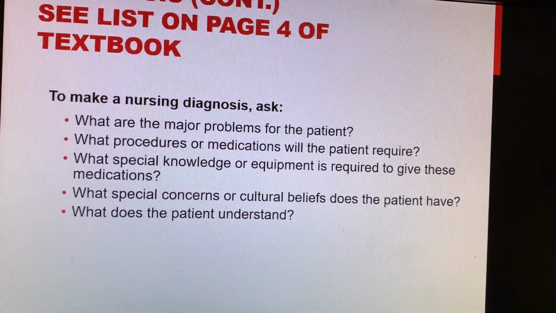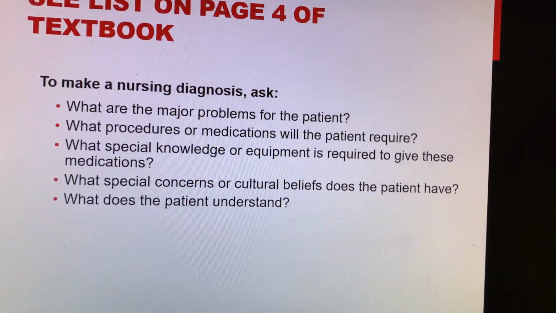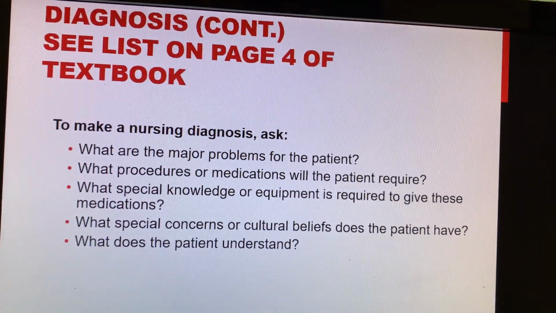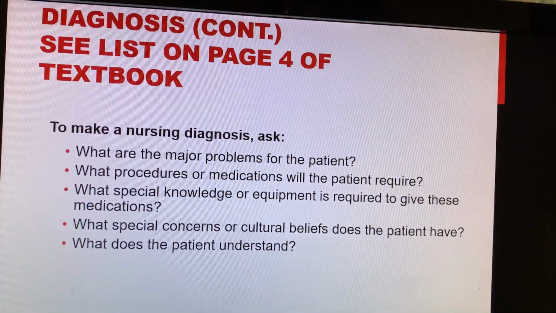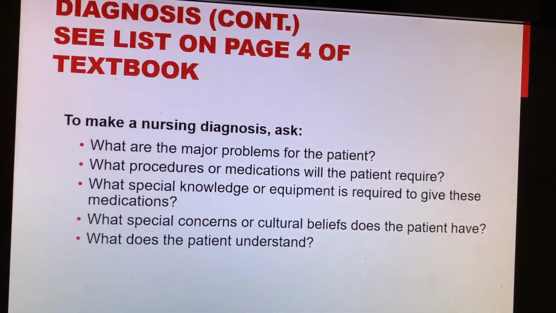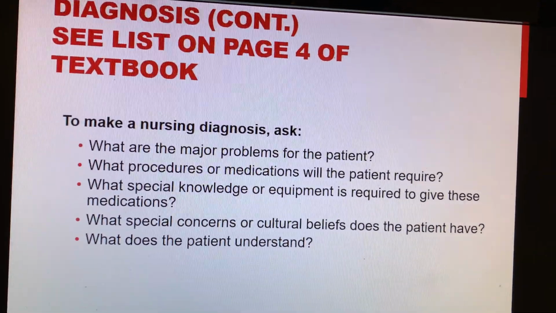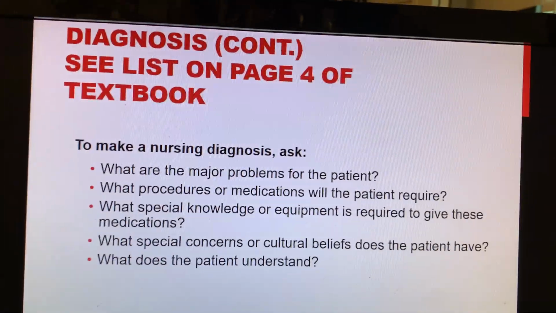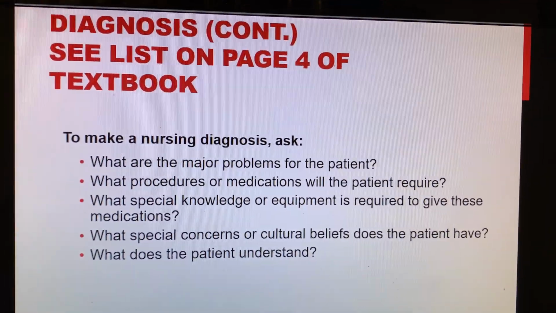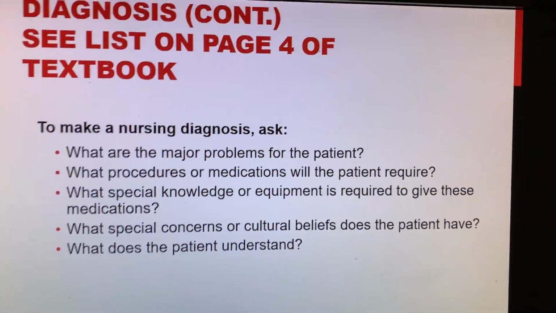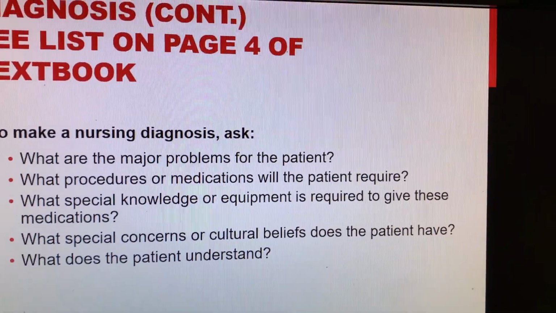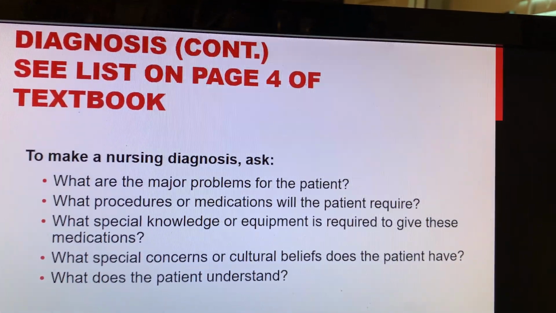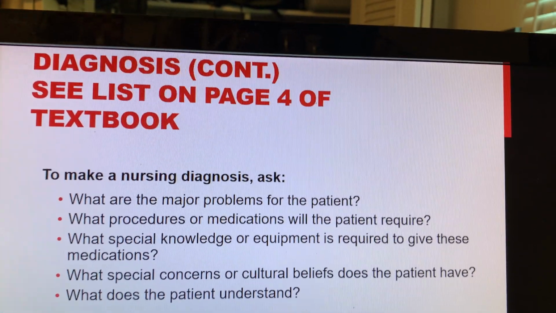What is needed to be able to give these medications properly? When you're talking about a newly diagnosed diabetic, they need to have knowledge of their condition, and they need to have various pieces of equipment to test their glucose and to give themselves whatever medication has been ordered by the healthcare provider. What special concerns or cultural beliefs does the patient have that might affect how they're going to react to this treatment, either positively or negatively? And what does the patient themselves understand about the disease and the plan of care?